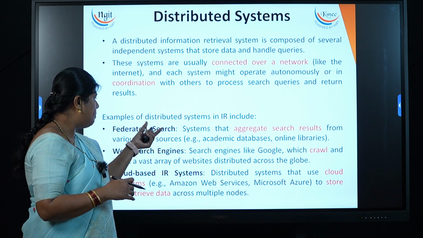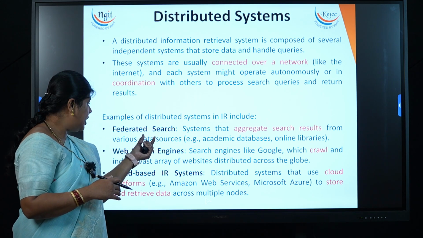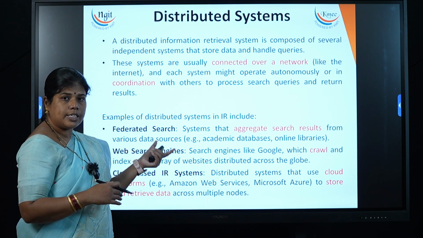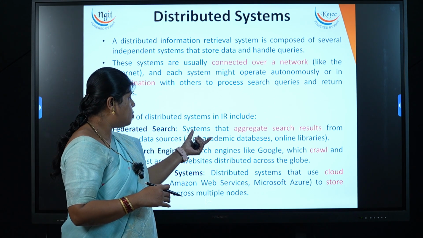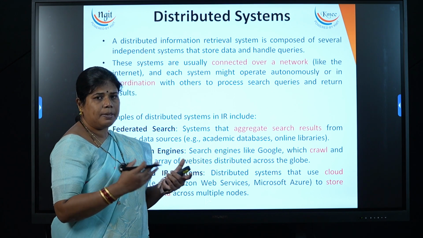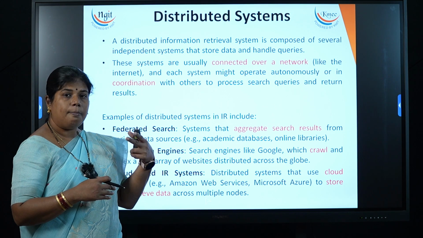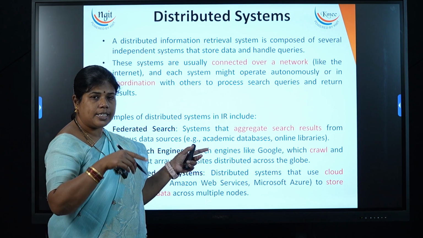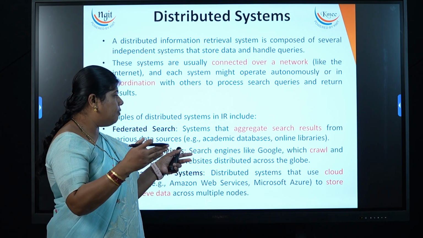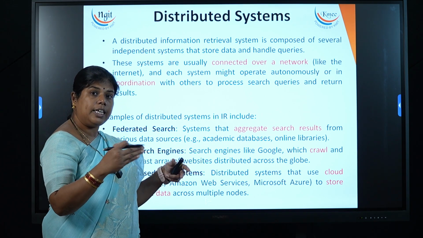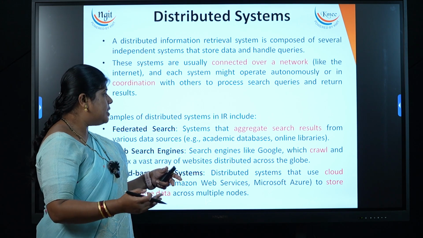Now, what are examples of the distributed system? These are the three main examples. The first one is federated search. What is federated search doing? For example, academic databases. Listen, we belong to NJT, but in NJT there are two branches, CSE and AIML, so there will be two databases. Again, in CSE the databases will be divided year-wise, and again section-wise.